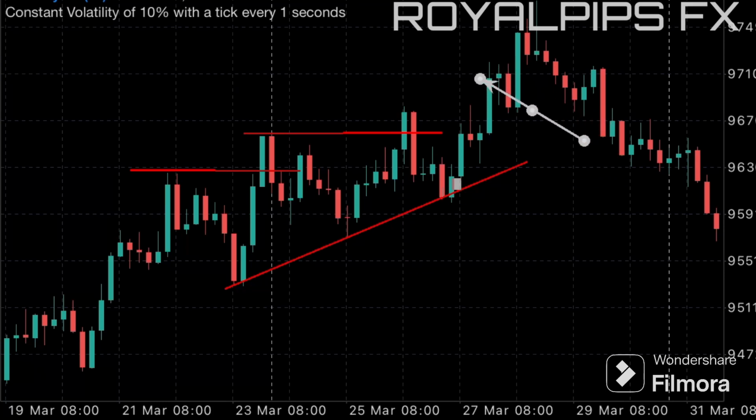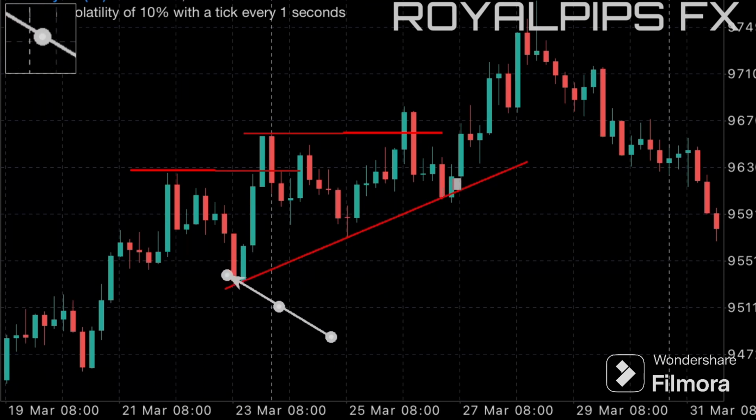Although remember, no strategy is 100%. You are going to have losses, but your losses are going to be minimal. You are going to have more wins than losing trades. So we have our first touch here, our second touch, and our third touch. Since we have seen that this market is moving upward, we are going to go down to the lower time frame to look for our entry.